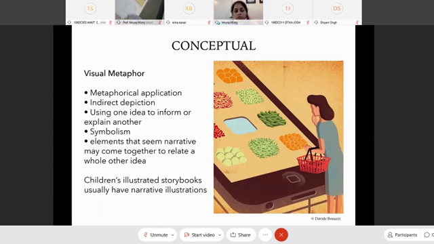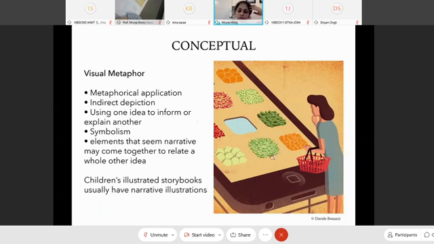So what a concept actually is, is a visual metaphor. Metaphors basically use one thing to show another. So it's an indirect depiction, and you use one idea to inform or explain another. It also includes a lot of symbolism, and you can also use elements that seem narrative, but they come together to give you a different idea.